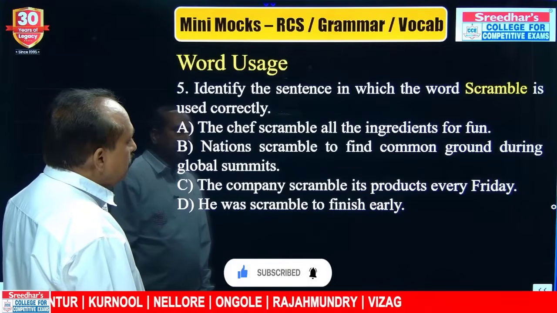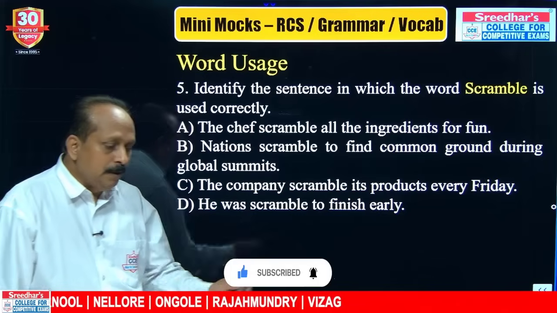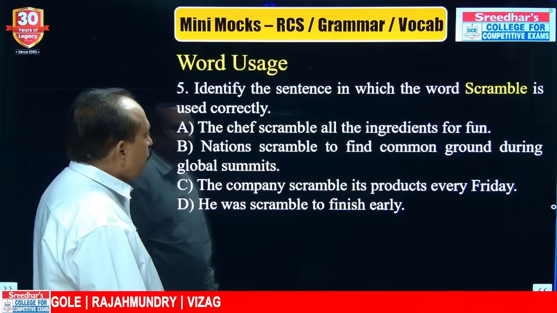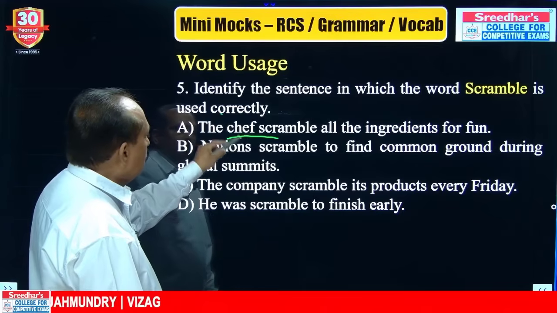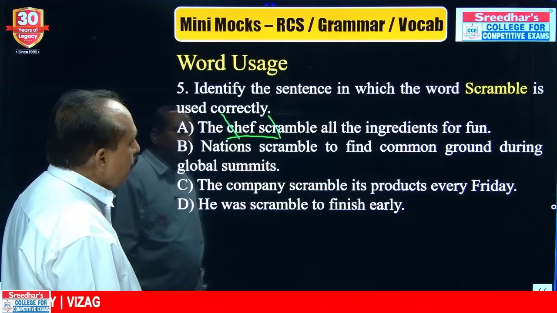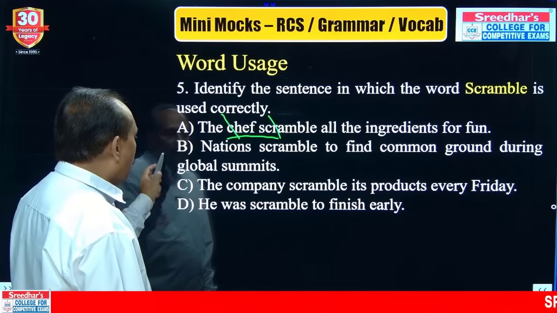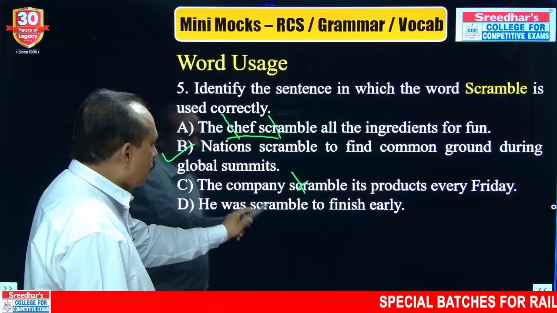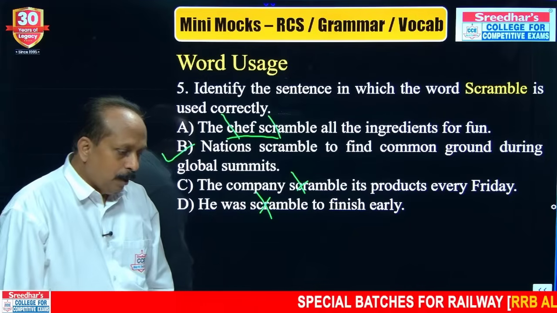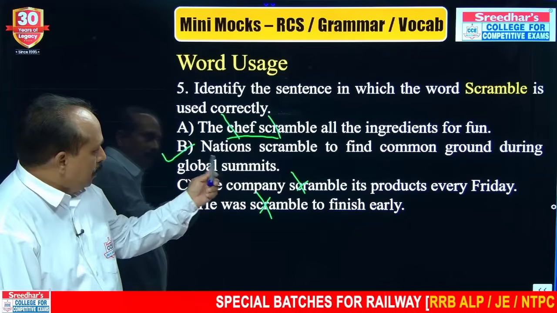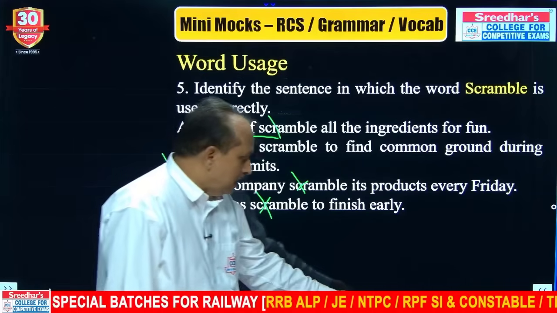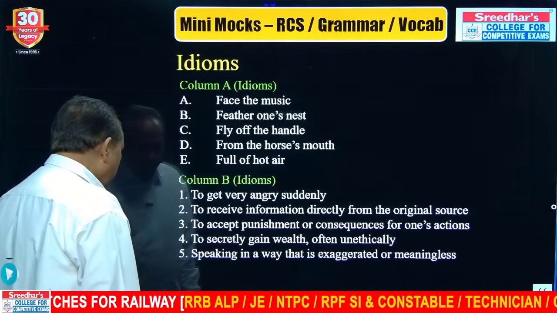Here we have word usage: scramble. Scramble in this context means trying to do things in a hurry, scurry. The chef scramble, grammatically wrong. Nations scramble to find common ground during global summits, right? The company scramble, grammatically wrong. He was scramble, grammatically wrong. What is the answer? Nations scramble. They try to do it in a hurry, frantically. They try to find a common ground.